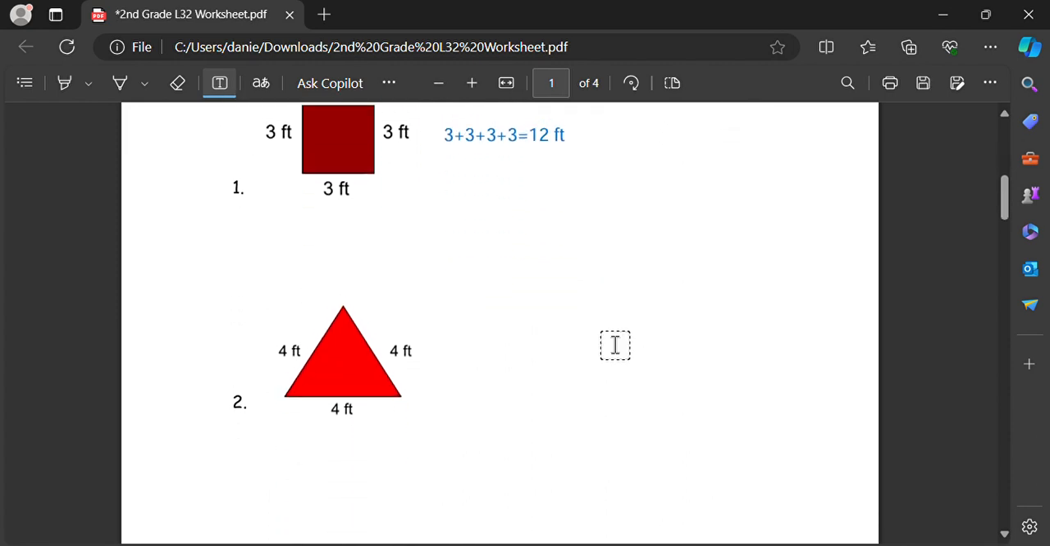Number two, we have 3 sides, and each side is 4 feet, so we'll add 4 3 times, and that also equals 12.